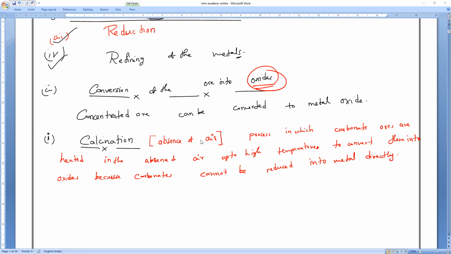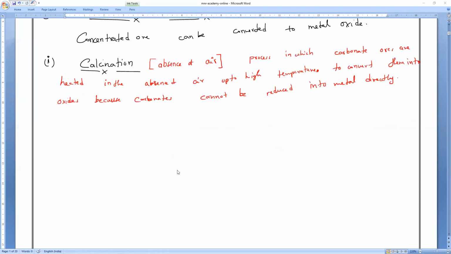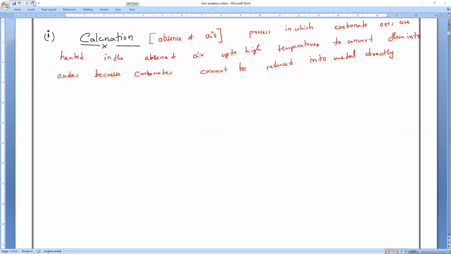So now check the tabular column which I have given and tell me some examples of carbonate ore. Everybody, quickly. Let me see who will say first. Check the tabular column and tell me one example for a carbonate ore, please.